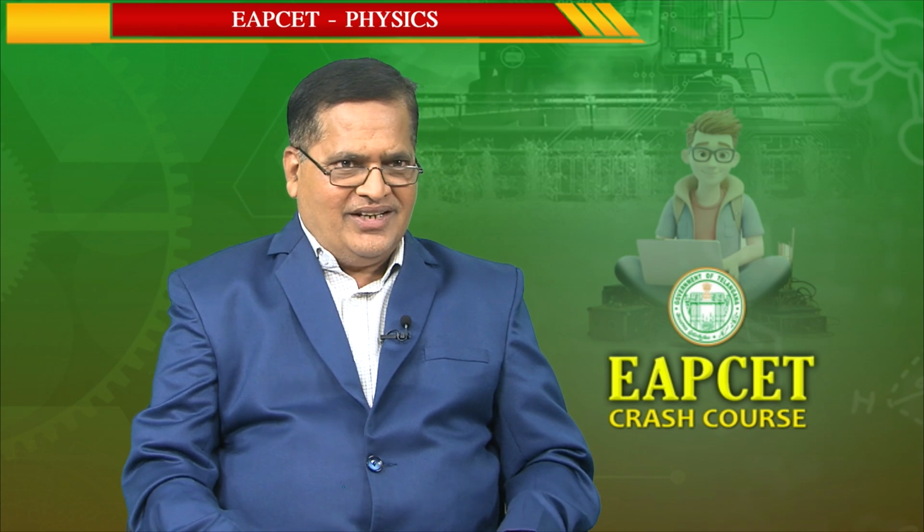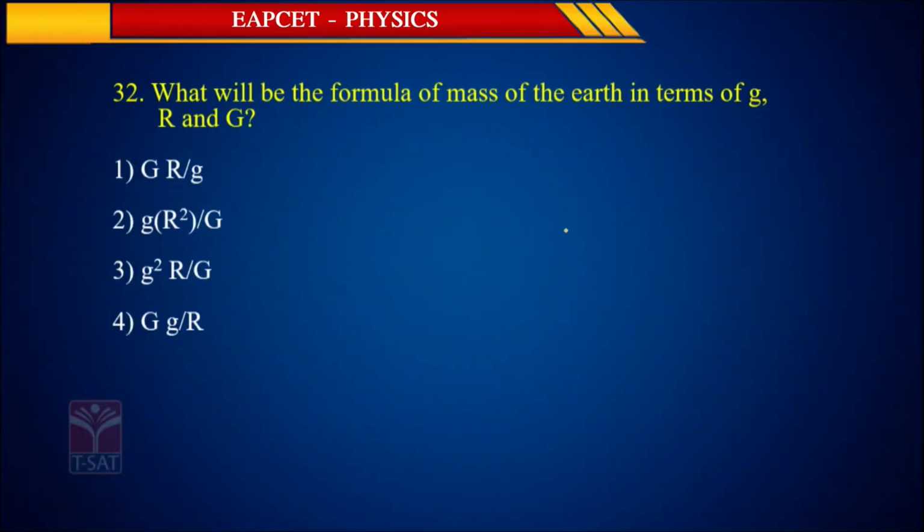Okay children, here G is the universal gravitational constant, capital R is the radius, and small g is the acceleration due to gravity. You know the relation between small g and capital G: g is equal to GM by R square. Therefore, to find the mass value, M is equal to gR square by G.